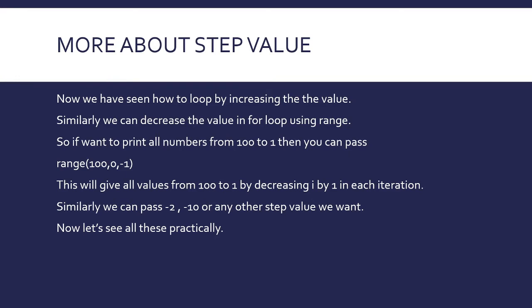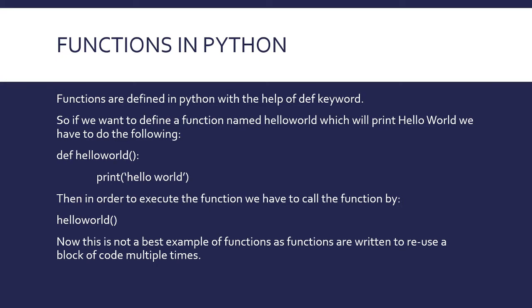So in the last video we saw the for loop and we discussed the three parameters in the range function, that is the start value, the stop value and the step value. So in this video I will talk about functions in Python.